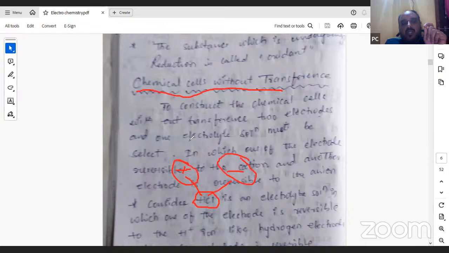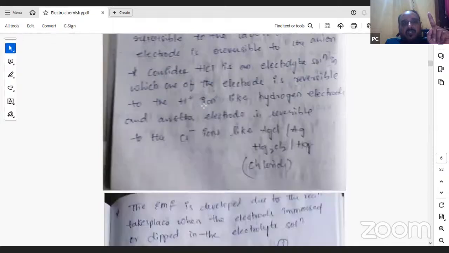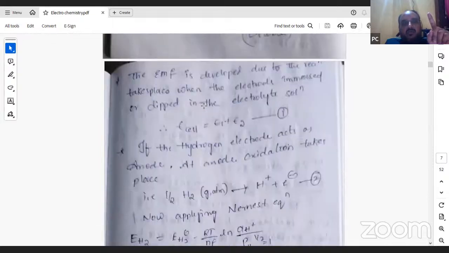We must select two electrodes. This is one of the electrodes, the hydrogen electrode, and this is the other electrode, the chloride electrode, and also one electrolyte solution, that is the HCl. So therefore, to construct the chemical cells without transference, we need to select two electrodes and one electrolyte solution. That electrolyte solution is the HCl, and the two electrodes are hydrogen electrode and chloride electrode.